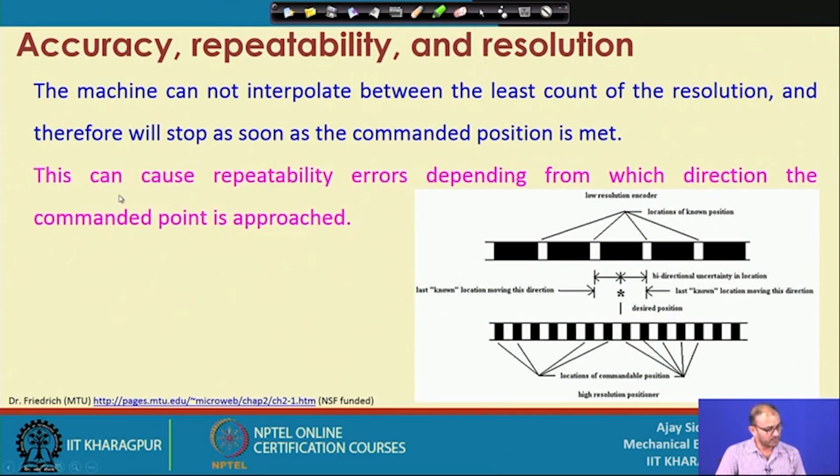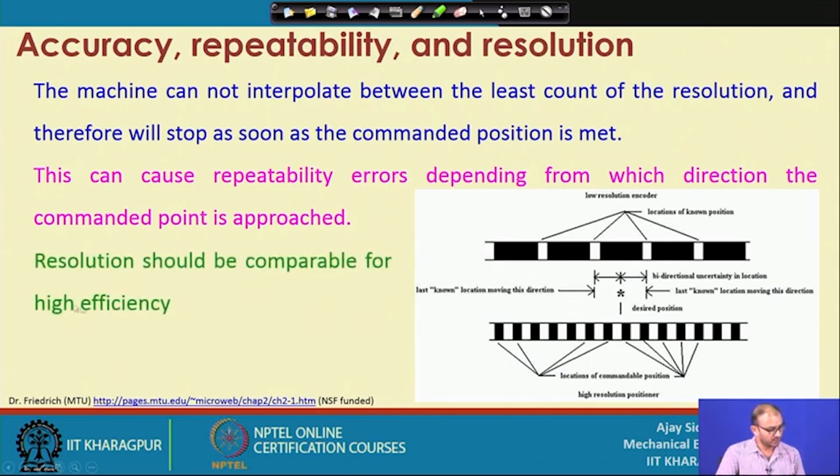So, what is the problem? This can cause repeatability error depending on the direction from which the commanded position is approached. If it is moving from this direction, it will give something different, and if it is moving from this location, it may give something different. So, what is the conclusion? The resolution should be comparable for high efficiency.